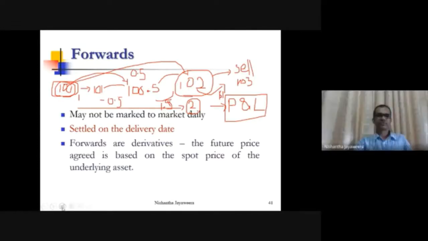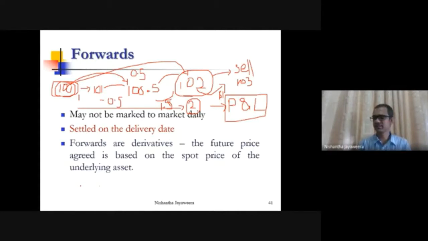So the futures are also the same. In futures you have to do mark to market, at least for the requirement of the exchange. You do the mark to market. If you make a profit, you can withdraw from your margin account. If you make a loss, you have to top up your margin account.